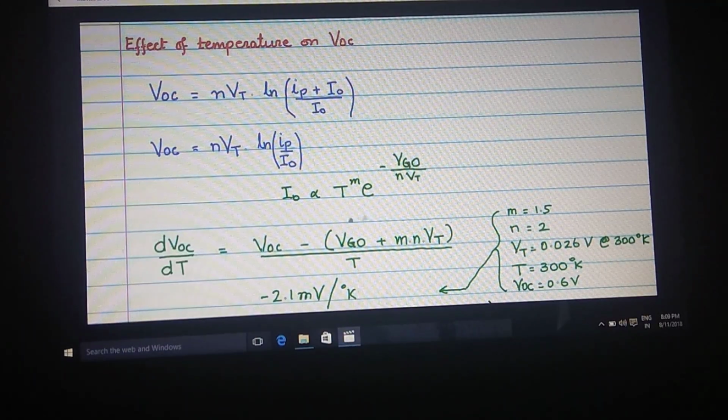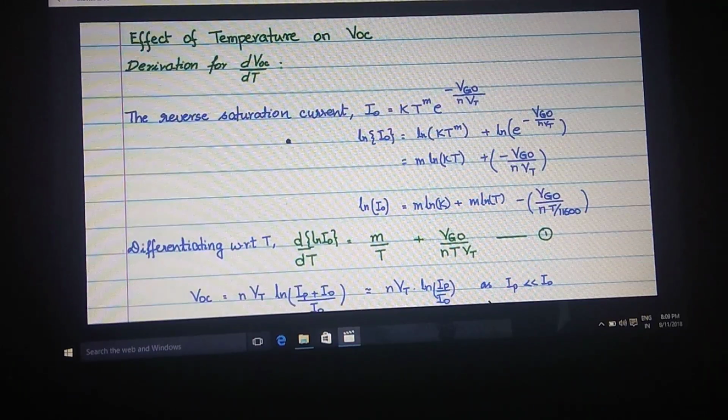How did we get this equation? I will quickly run through the derivation. You can use the pause mode and try to study how the relationship for the effect of temperature on VOC came about. So here I have the derivation for dVOC by dt. The derivation is simple, but I'm not going to explain every step. I will just run through it. You can use a pause mode on the video clip and read it at your convenience.